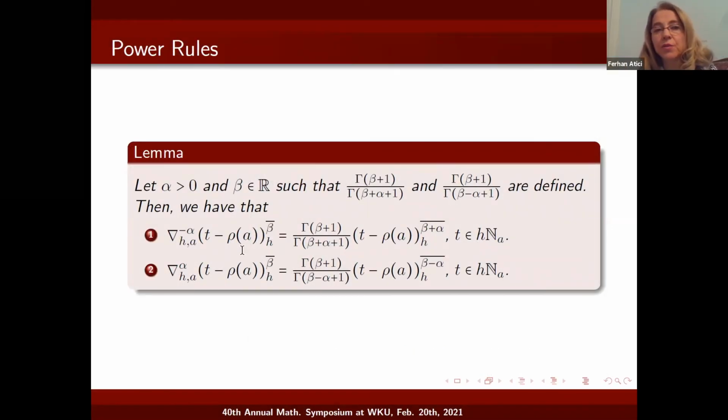I'd like to continue with power rules. For power rules, first of all, I mentioned the power rule for the integer order nabla case. So do we have similar results for fractional order? Yes, we do. This is for the sum operator. As you see, if we apply any order sum operator to this beta to the rising factorial power, please watch what happens to the power.